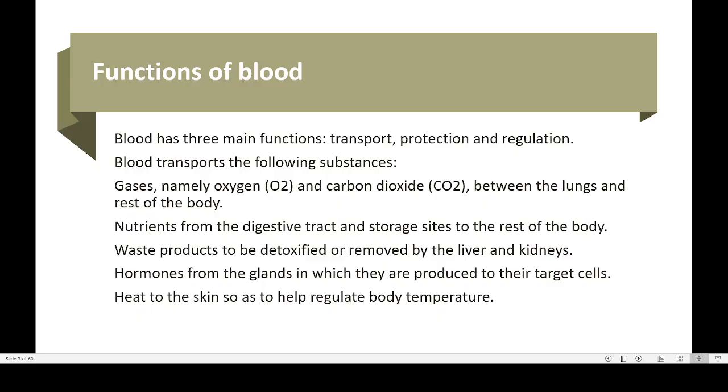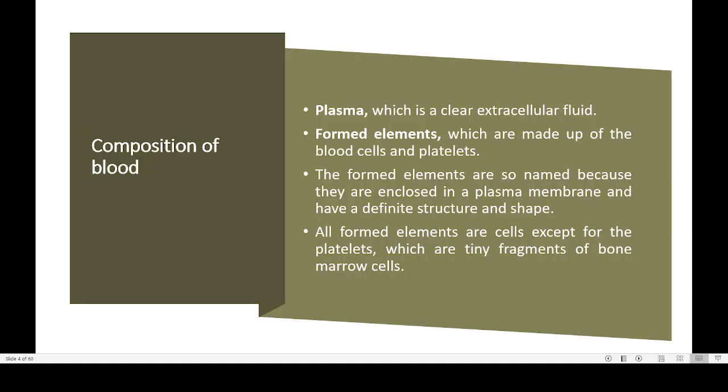That heat is actually gradually taken to different parts of the body by the movement of the blood. So this is how blood helps to keep a uniform body temperature throughout the body. Now come to the composition of the blood.